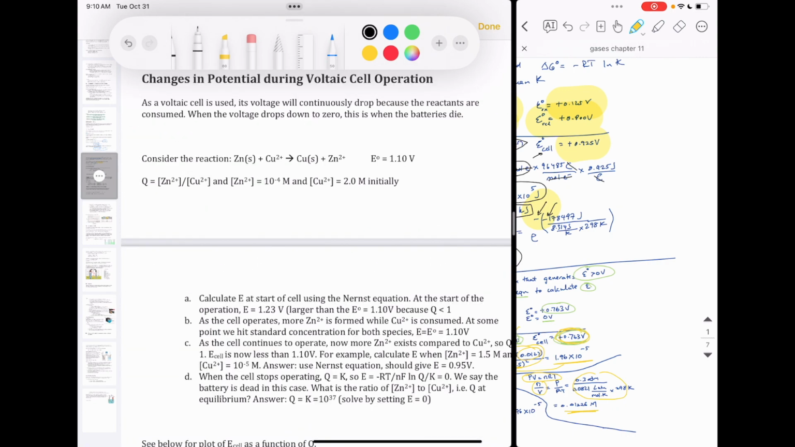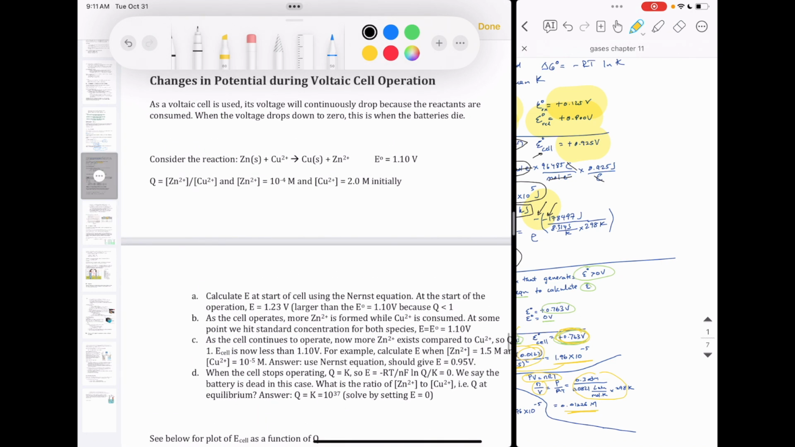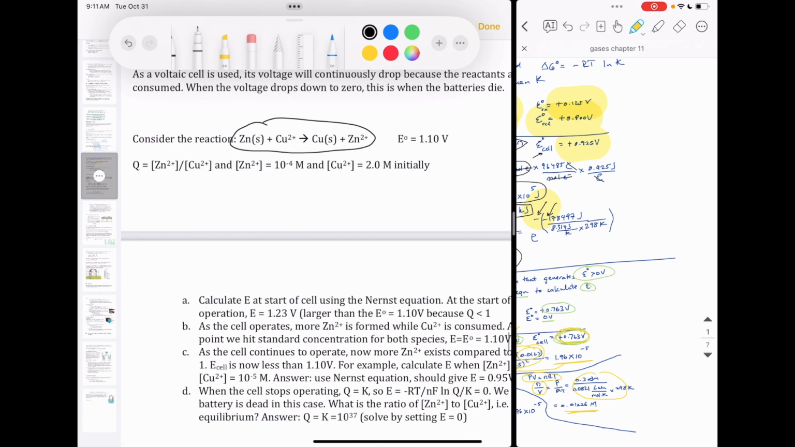All right, I want to get into a discussion a little bit about what the interpretation of the standard versus non-standard cell potential is, okay? You know, when we use a battery, which is, again, the most common application of a voltaic cell, we see that when we use it, eventually the battery dies, right? So what does that mean when we say a battery dies? So we want to look at it with respect to the cell potential and the non-standard cell potential, right?